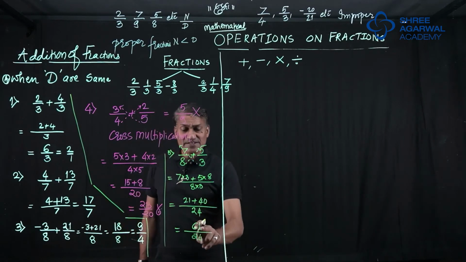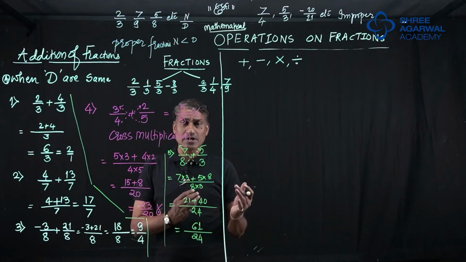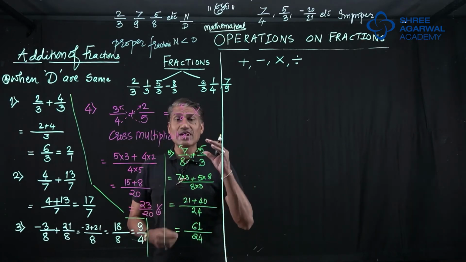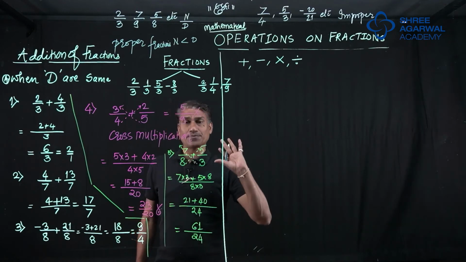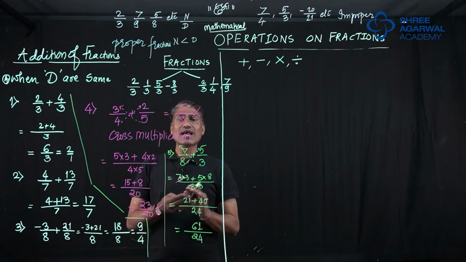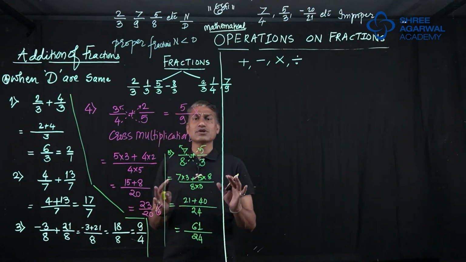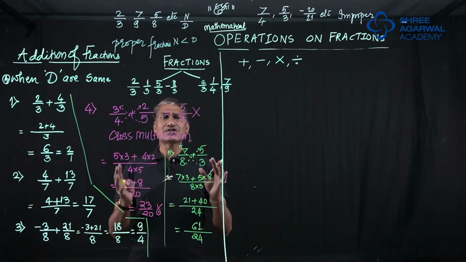Had it been 64 upon 24, then it would have gone two more steps by cancellation. We have to bring the fraction in the lowest form. But right now nothing is cancelable. 61 and 24 don't have any common factors. So we stop here. I hope you understood the cross multiplication method.